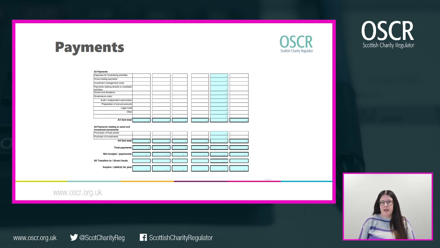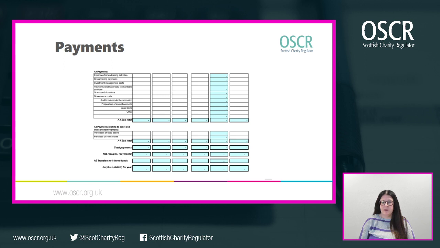Next, you've got gross trading payments. Again, remember the example that we spoke about earlier. If the charity has a small charity shop, then its receipts are shown in the top half of the account, and any payments or any expenses relating to that trading activity are shown on this line.